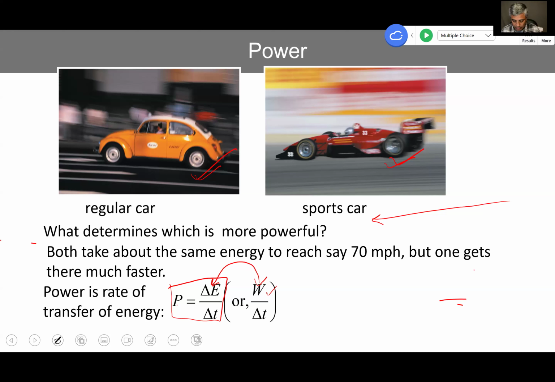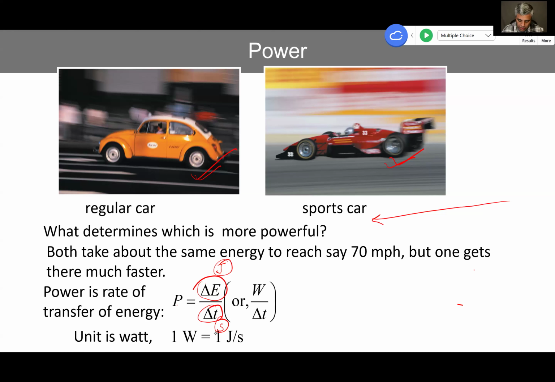So for example, where is that equation? Before that equation, let's talk about the unit here. Energy has unit joule and time has unit second. So this is joule per second. That's the unit of power, but we write that as a watt. So 1 joule per second, oh, now it's showing up. 1 joule per second is 1 watt.